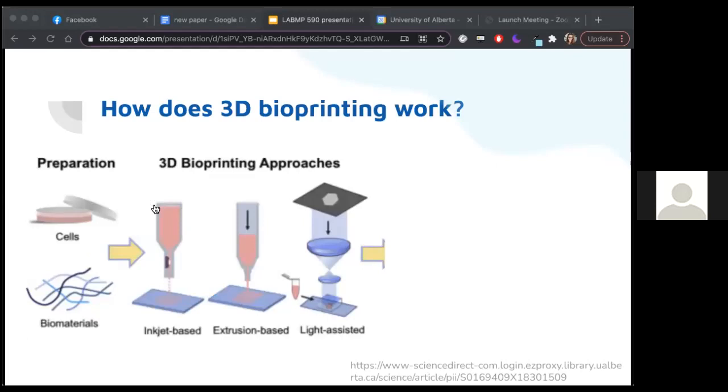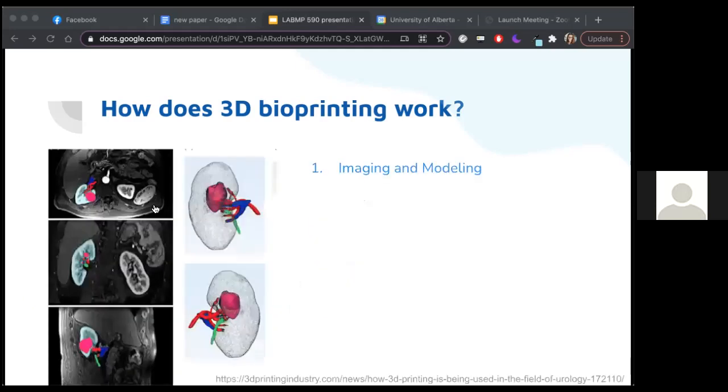3D bioprinting works similar to conventional 3D printing. However, the cells and bioactive materials are used instead of resins and plastics. Cells are harvested from the patient, and biomaterials are used to create bioinks. The bioinks are then deposited layer by layer to build the organ. There are numerous approaches to 3D bioprinting that differ based on their method of material deposition and compatibility of biomaterials. However, the technicalities of these approaches are outside the scope of this presentation.